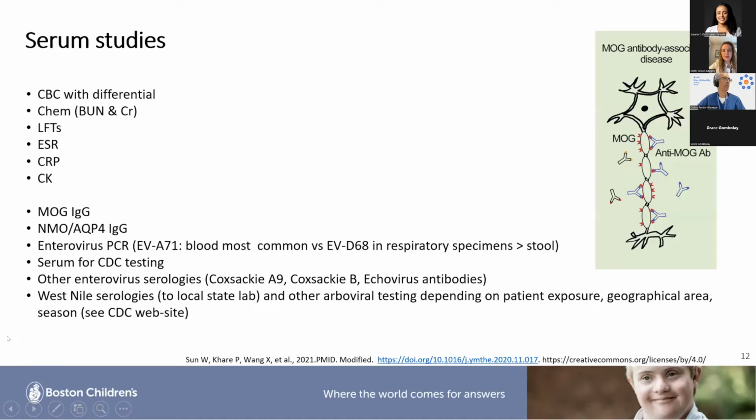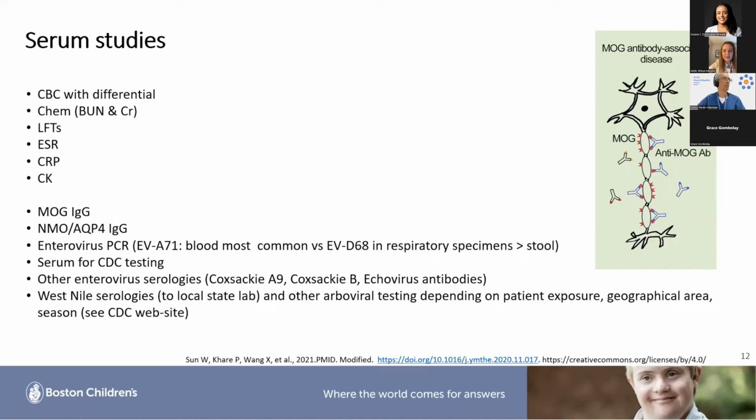Serum studies in all patients with AFM, we typically will get a CBC with differential, a chemistry, particularly if they have bladder involvement, looking at their BUN and creatinine. But if they've had a significant infectious illness and have had vomiting and diarrhea, and then if they have any difficulty handling secretions or swallowing, it's important to look at the rest of the chemistry.